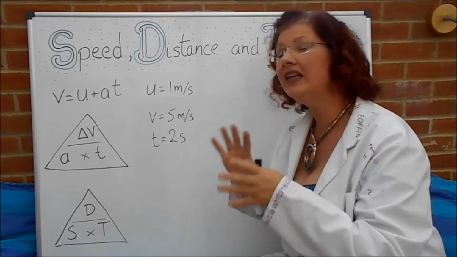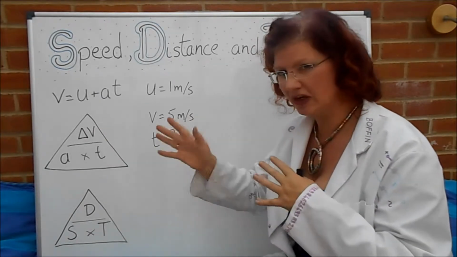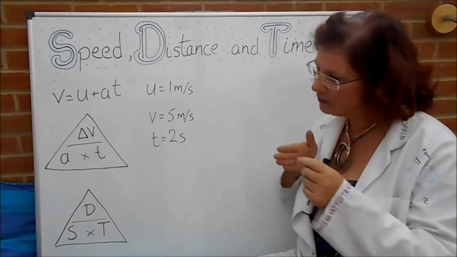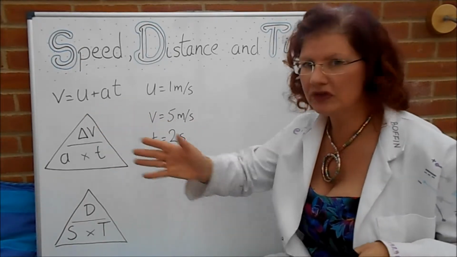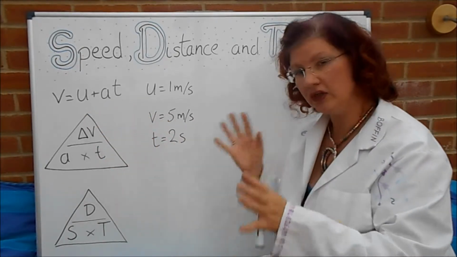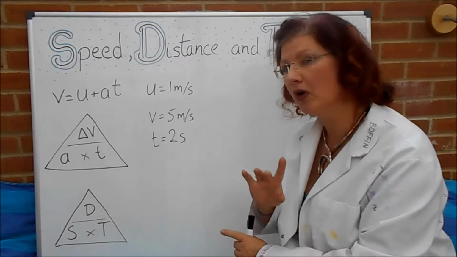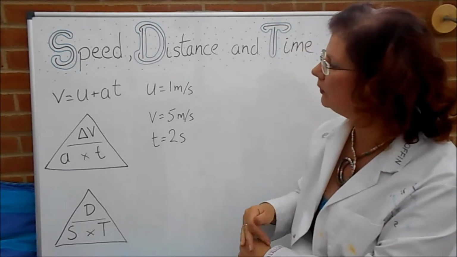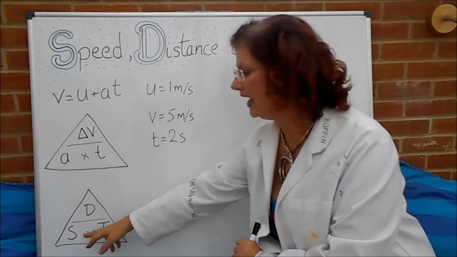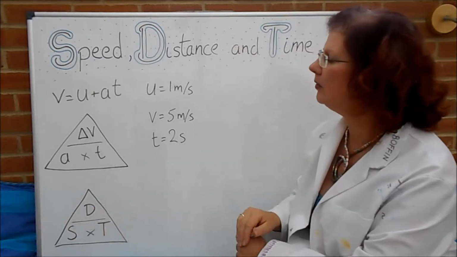Velocity and speed are interchangeable when there's no directions involved, and for these, everybody who's going in a straight line kind of carries on going in the same direction, so we can use speed and velocity interchangeably at the moment because there's no directions involved. So V for velocity or S for speed. You can use either at the moment.